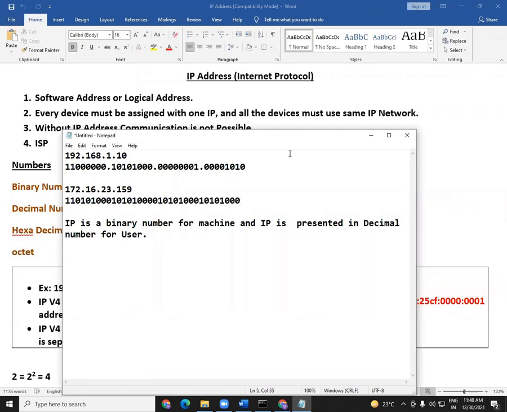Some binary number will be there. Got it now? IP address is in binary. IP address is designed in binary, but for a user, IP address is presented in the decimal form because users can understand the decimal form easily compared to binary.